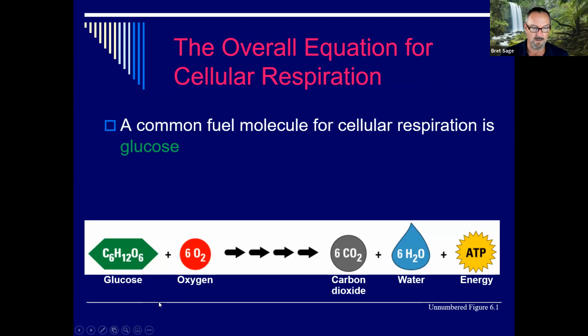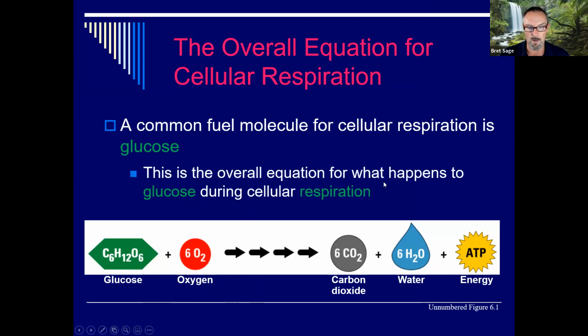So this is the formula for it, C6H12O6 plus oxygen, and we get that by breathing in, and it's converted into carbon dioxide, which comes out of our mouths when we breathe out. Water, we actually make a little bit of water. I'm making water right now just by being alive, and the main product is ATP.